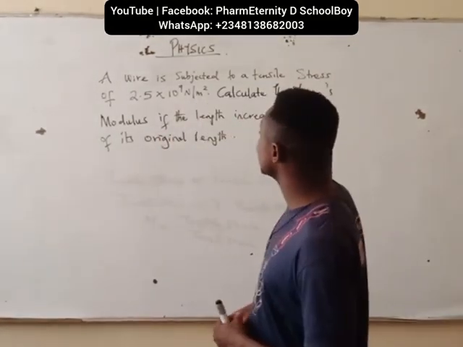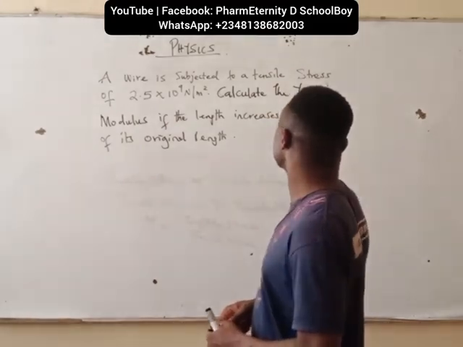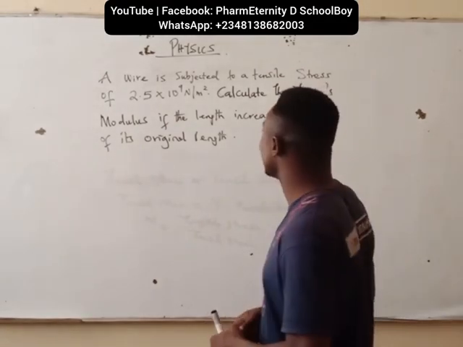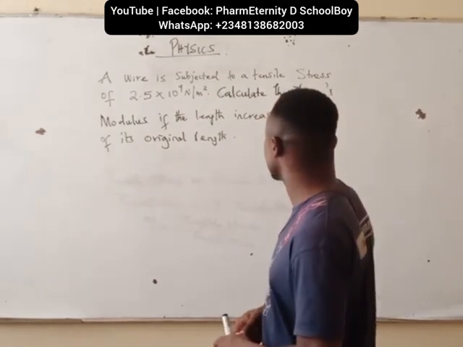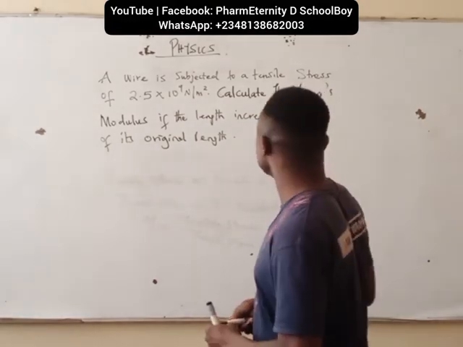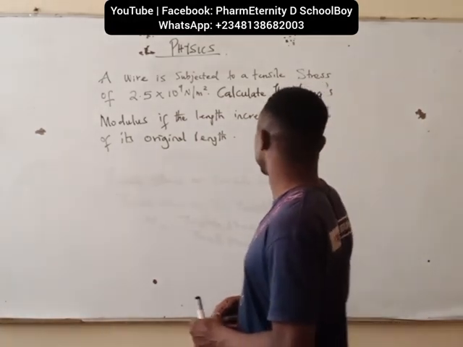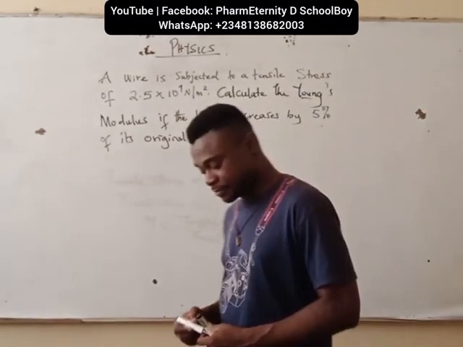The question says, a wire is subjected to a tensile stress of 2.5 times 10 to the power 9 Newton per meter squared. Calculate the Young's modulus if the length increases by 5% of its original length.